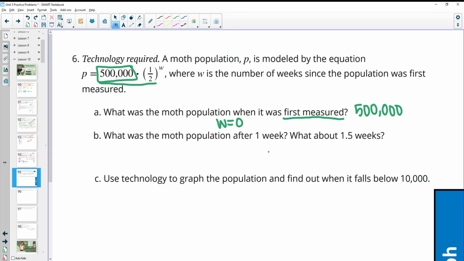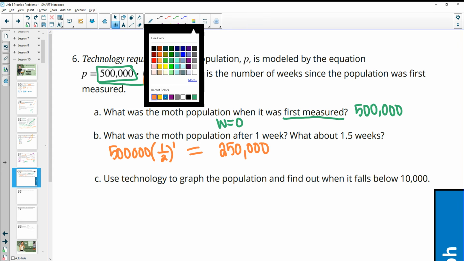What was the moth population after 1 week? Well, this is decreasing by a half, right? So the growth factor is half as much each time. So after 1 week, half of 500,000 is 250,000. So you maybe can do that without your calculator. Otherwise, if not, then you're typing this into your calculator, 500,000 times 1/2 to the 1, and that's going to give you 250,000.